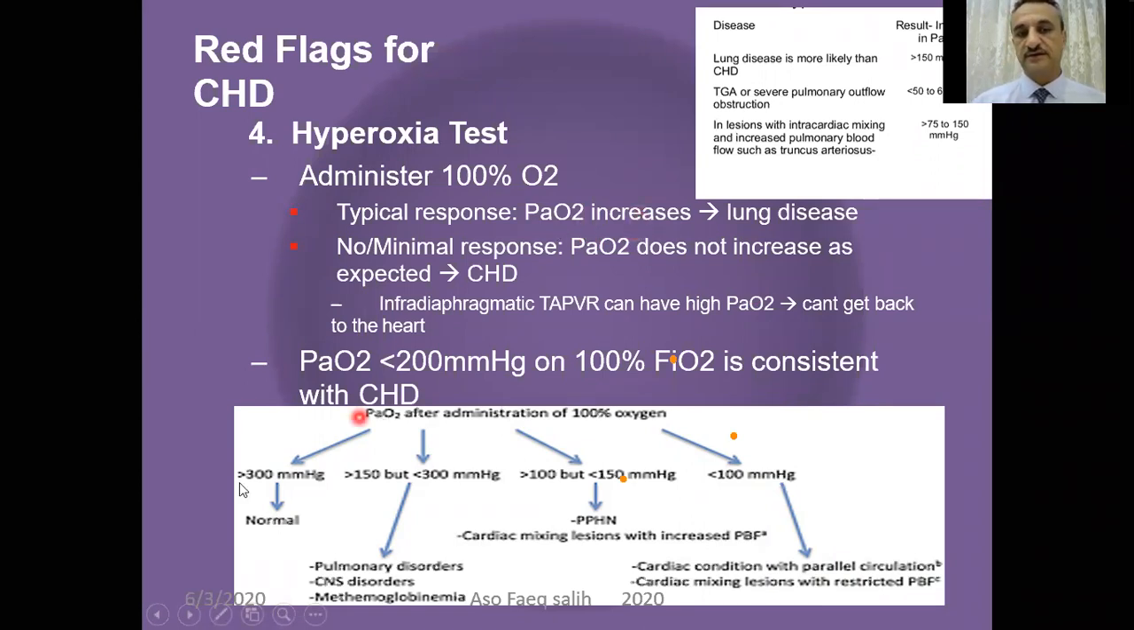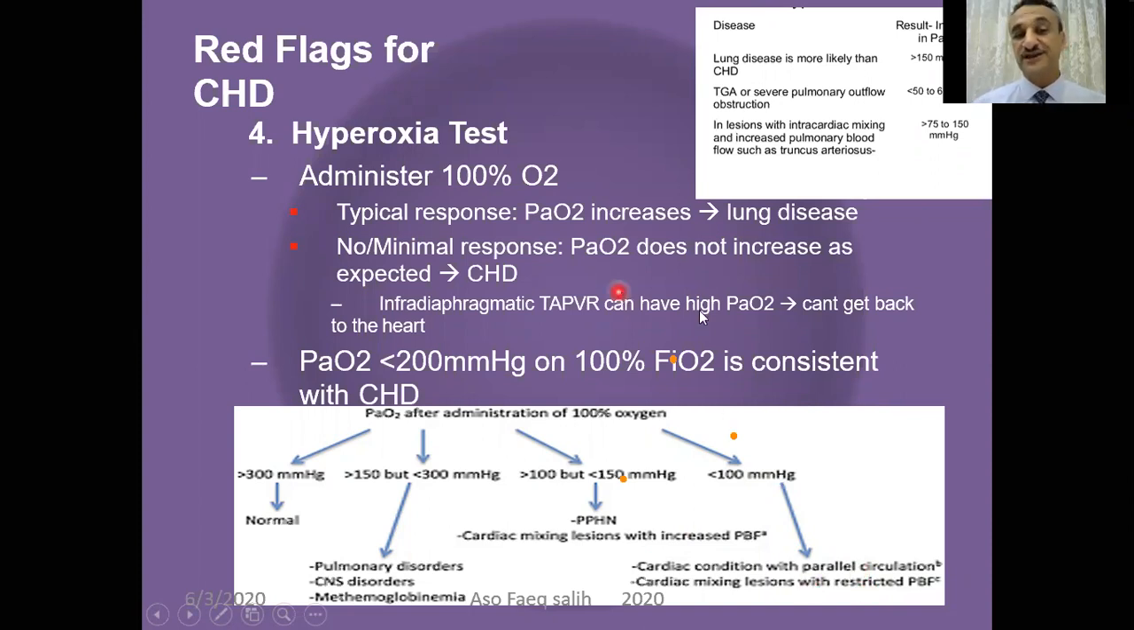If you look here, in normal people, when you give 100% oxygen, the PaO2 in the ABG will be more than 300. But if your patient's PaO2 is between 150 and 300, this is probably pulmonary, or CNS, or metabolic, or a hemoglobin problem like methemoglobinemia or abnormal hemoglobin. That's the case with the PaO2 response to 100%. But when you are giving 100% and your patient is still between 100 and 150, your patient probably has primary pulmonary hypertension. It's related to the lung and the heart. But when the PaO2 is below 100, for sure your patient has a congenital heart defect.